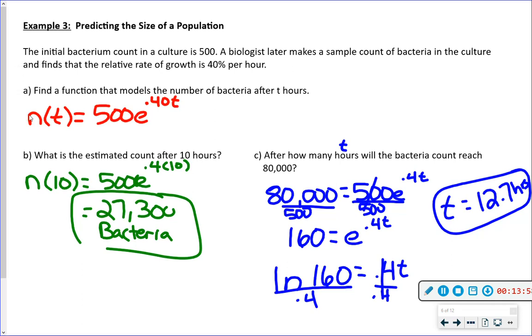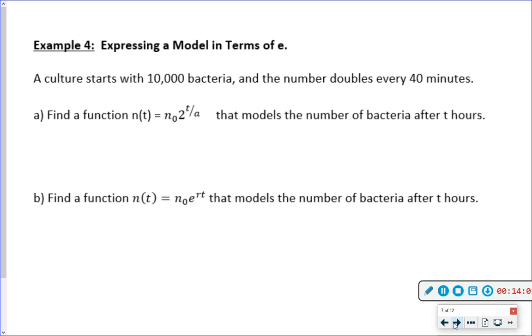All right, cruising on. Okay, expressing a model in terms of E. A culture, I'm really upset with all these bacteria problems and we're getting it. A culture starts with 10,000 bacteria and then the number doubles every 40 minutes.